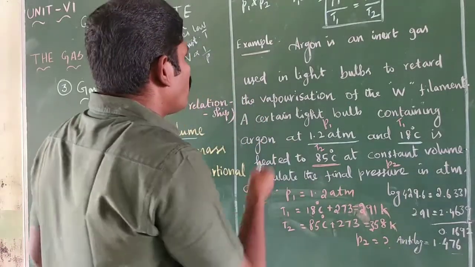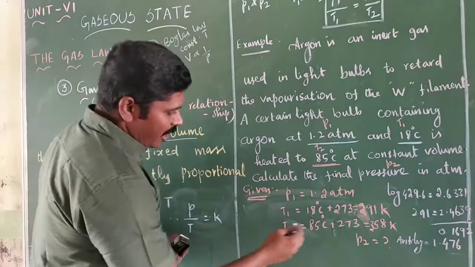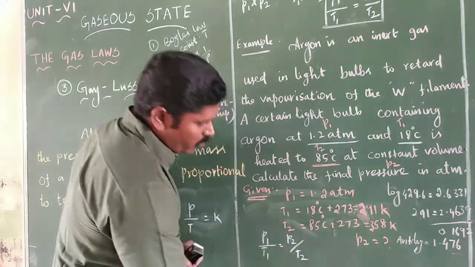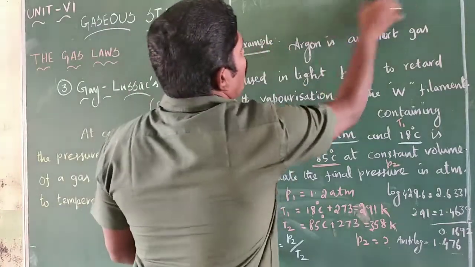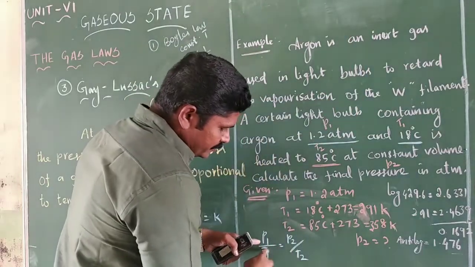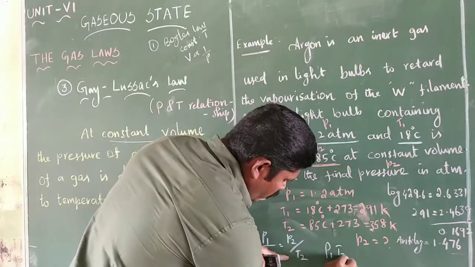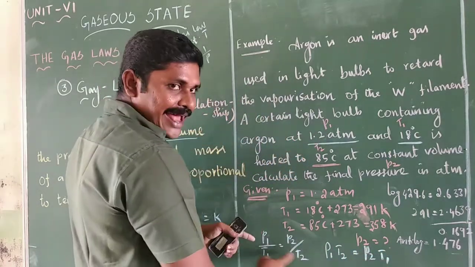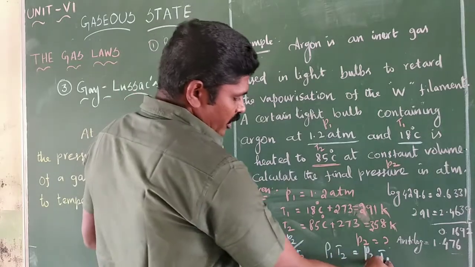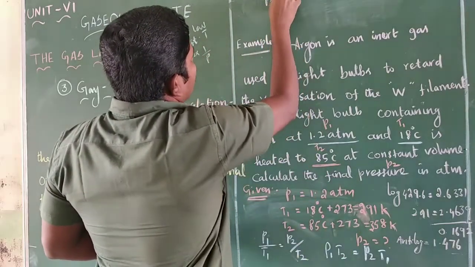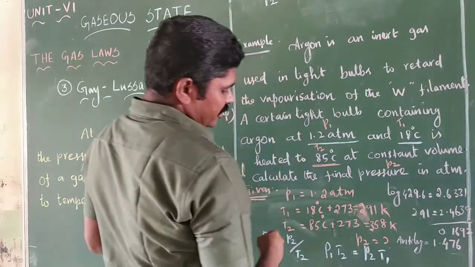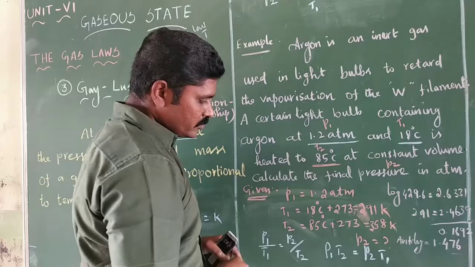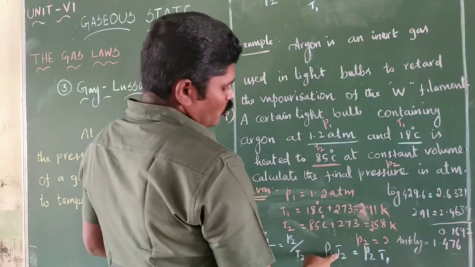P2 is equal to what? According to Gay-Lussac's law, P1 by T1 is equal to P2 by T2. Substitute the values. By cross multiplication, P1 T2 is equal to P2 T1. Therefore, P2 is equal to P1 into T2 by T1.